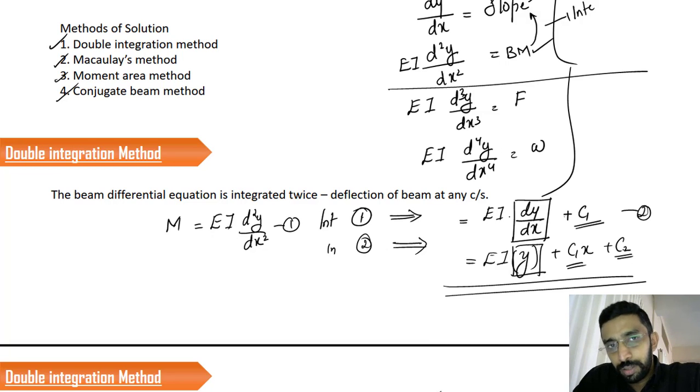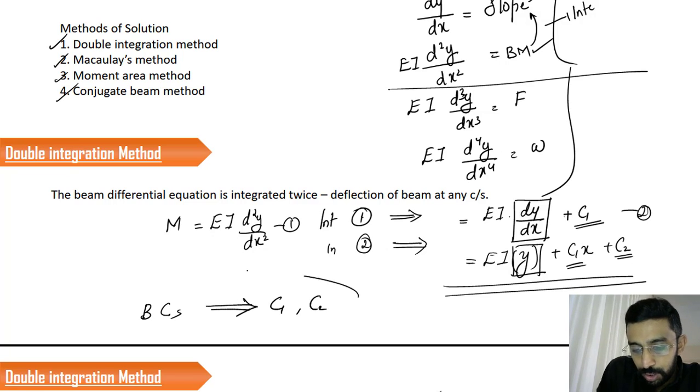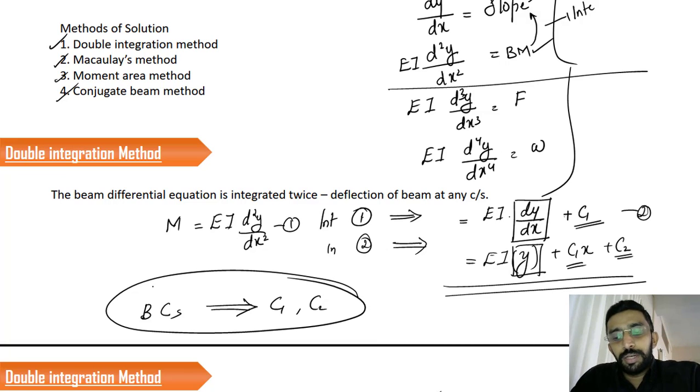The answer is very simple. I think you all are familiar with that. This is a general expression. This can be applied for any beam. But if we want to make this particular equation suited to a particular question, we have to find the value of c1 and c2 based upon the boundary conditions. So, in short, we can say that boundary conditions will give the value of c1, c2. That is the actual method, and that is what we are going to do.